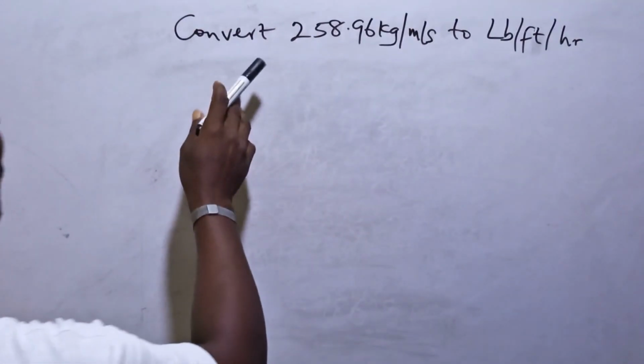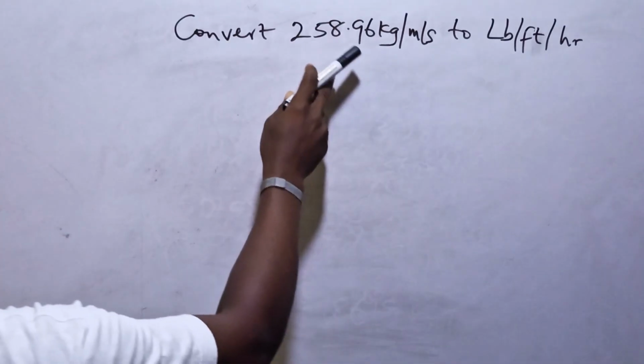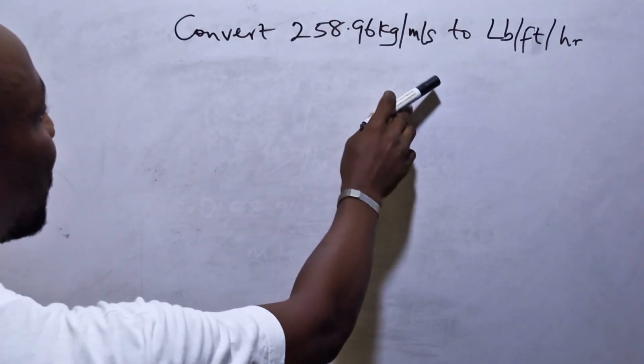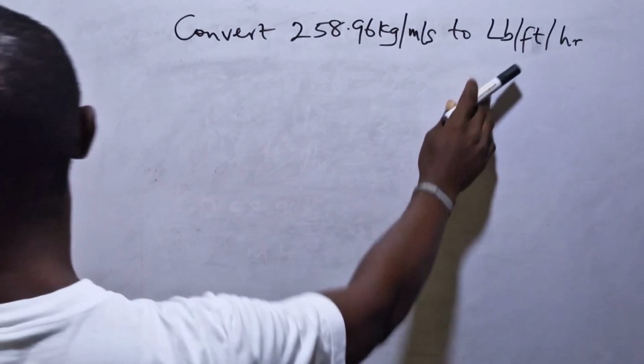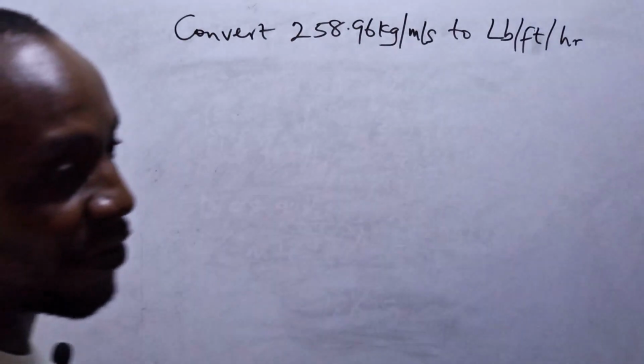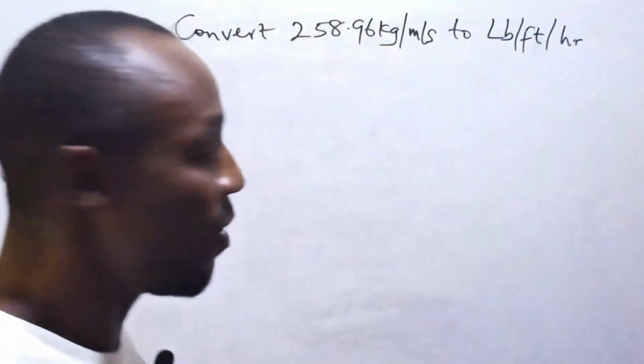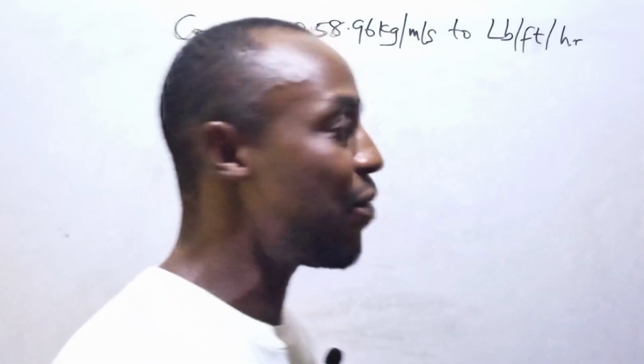Now we have here: convert 258.96 kilogram per meter per second to pounds per feet per hour. That alone sounds like a bomb to a lot of students, I'm sure, but it's simple. Just relax your mind. That is why we are here.